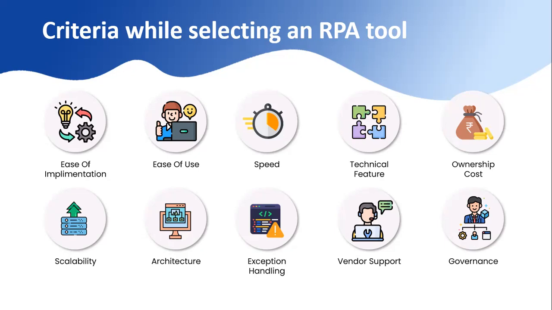In an RPA tool, exception handling should be there, because in every process we are expecting errors definitely. So exception handling should be there. Vendor support, definitely we need vendor support. It's not okay if they sell us the RPA tool and they flee. It should not be Nirav Modi. It should be Adani and Modi. When we have some problem, we call them and they come. So vendor support should be really good for that RPA tool.